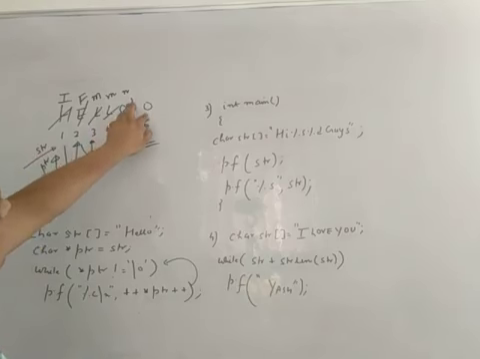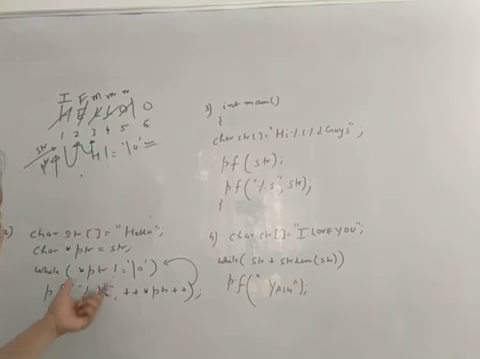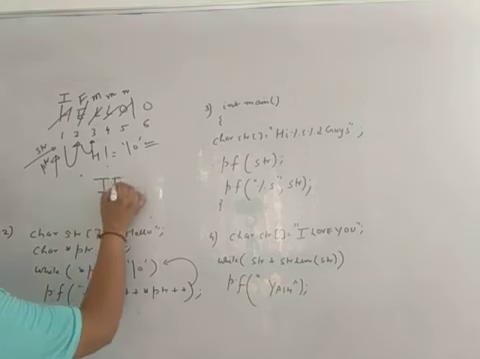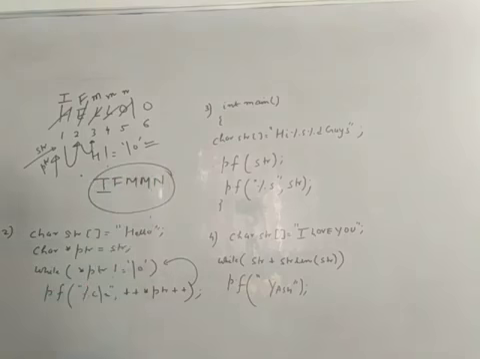the value at 6 is null. So while null, the condition becomes false, because null is not equal to 0, so you will come out of the loop. So the answer is I, F, M, M, N. Alright, simple.